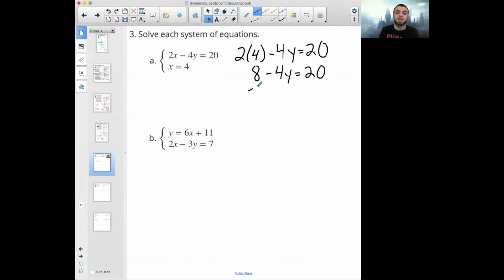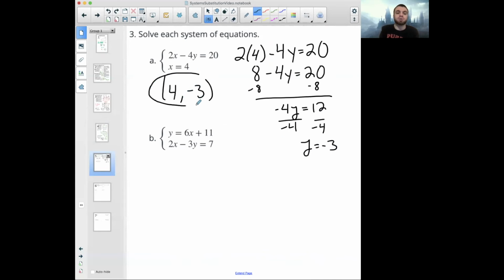Then you subtract 8 on both sides. Negative 4y equals 12. And then you divide both sides by negative 4. y equals negative 3. So you get, as your solution, 4, negative 3. Makes the bottom true because the x is 4. Makes the top true because you get 8 plus 12, which is 20. That's type 1. You're not likely to see that because that's just plug it in and get the other one, but I guess it's possible.